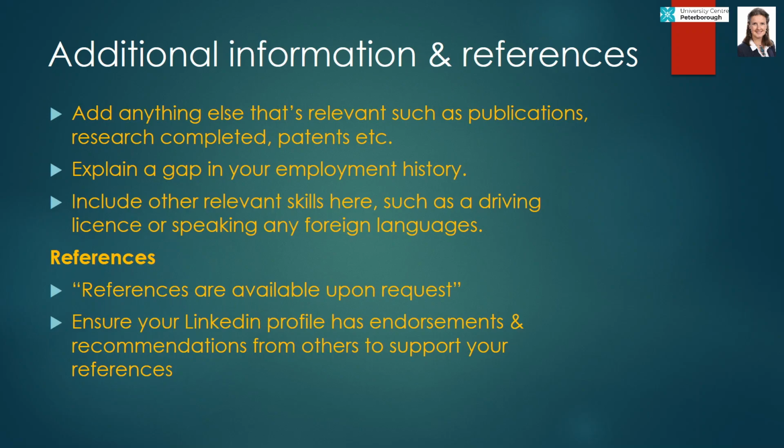Your final 2 sections, one of them will say additional information, and this is only if you want to add anything extra. It could be any publications you've done, any research you've completed, any notes about any gaps in your employment history. It could also be additional information like you speak 3 or 4 languages, or you've got a certain type of driving license. And then finally, you're going to write references as a header, and then state references are available upon request. Do not put your references down in the CV you're sending the employer.